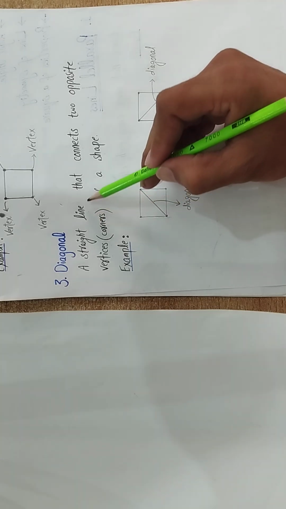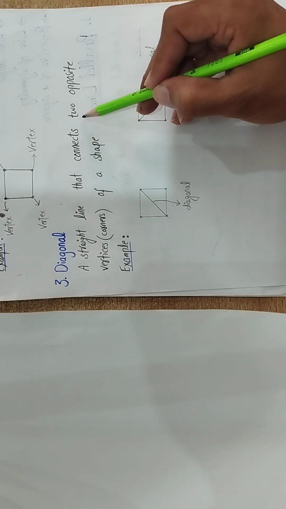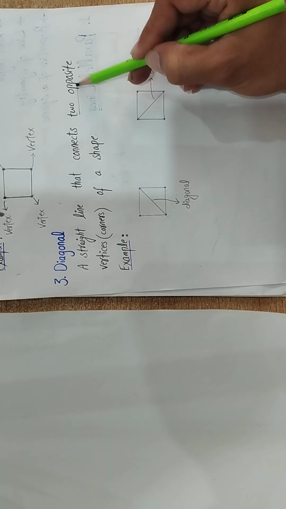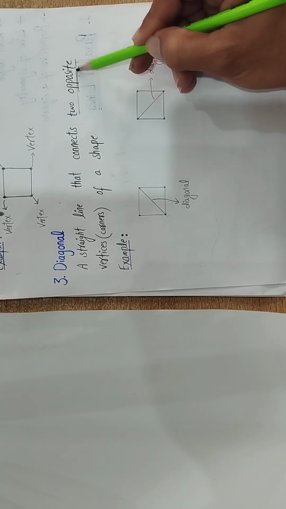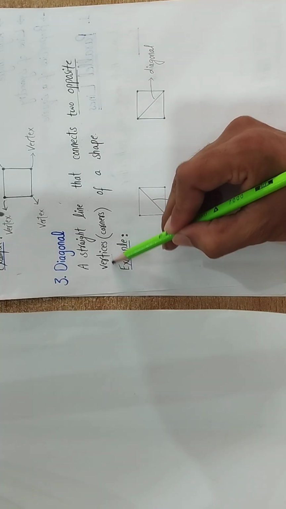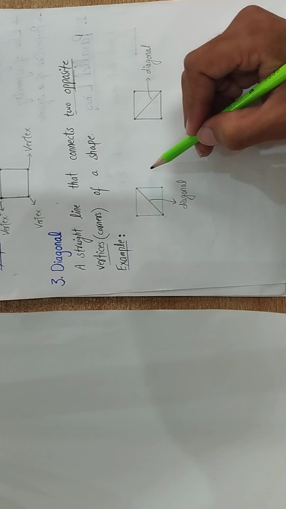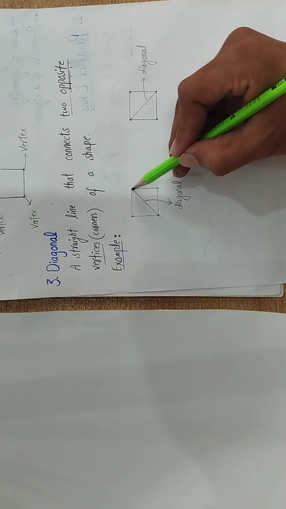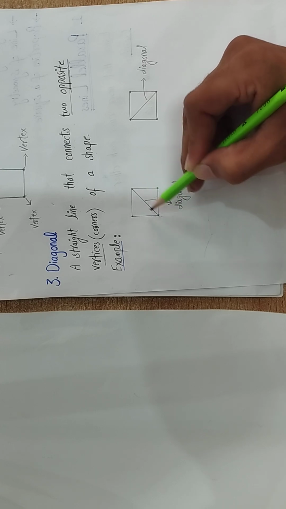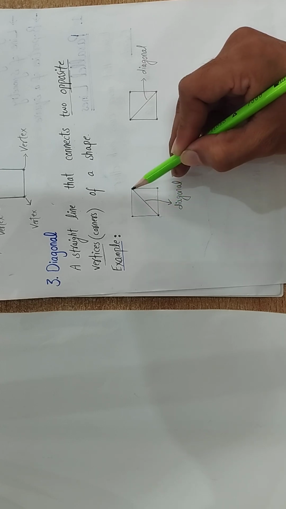Now the diagonal is a line which connects 2 opposite vertices of the shape. Now this one is the vertex of this, this one is the vertex of this square. Which vertex is opposite to this vertex? You can see that clearly. This one is opposite to this one.